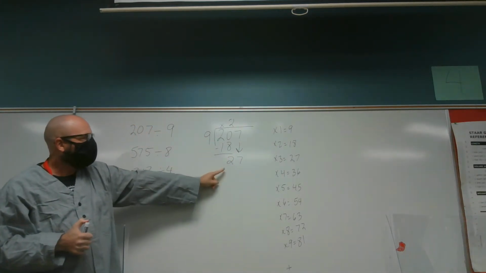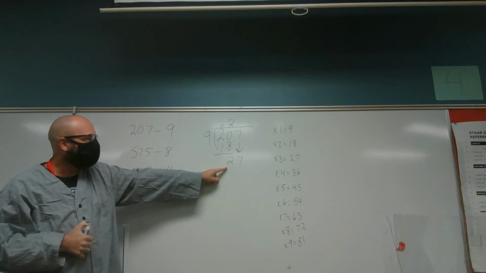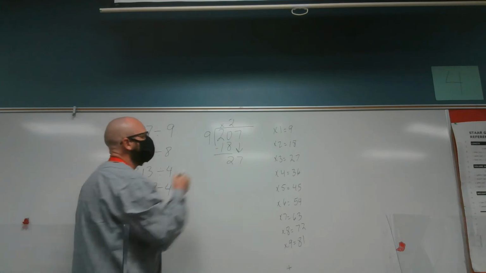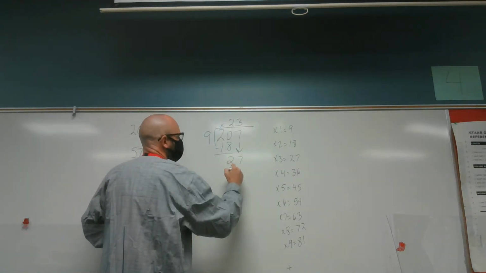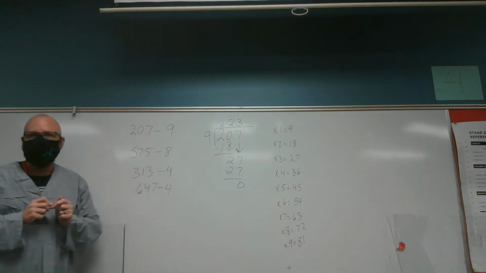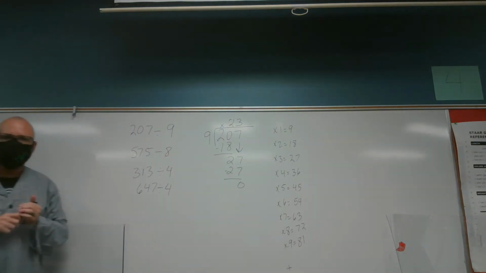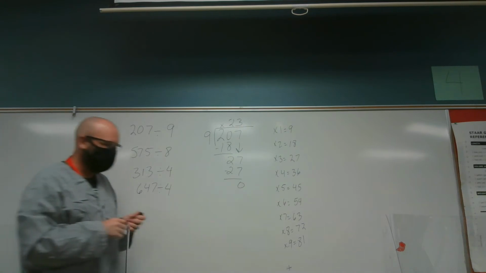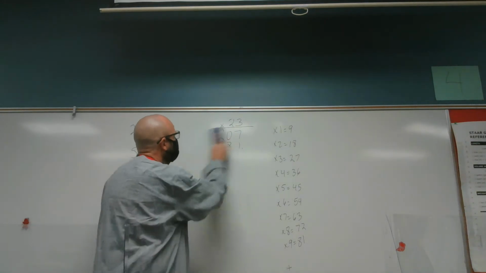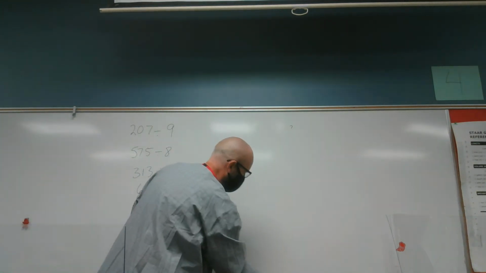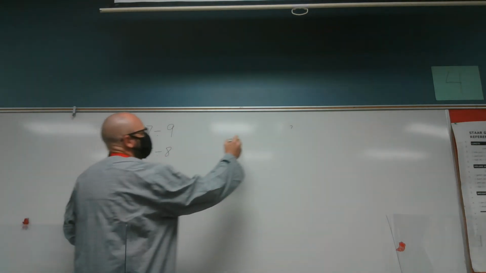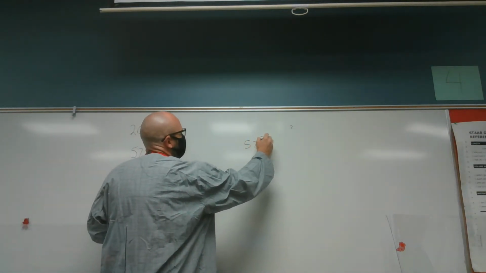Then I look. I need to see how many times 9 goes into 27. Boom! Exactly 27. So that's 3. And I get 0 with nothing else to bring down, so I'm done with no remainder. Wait, what was the answer? 23. All right, 575 divided by 8.